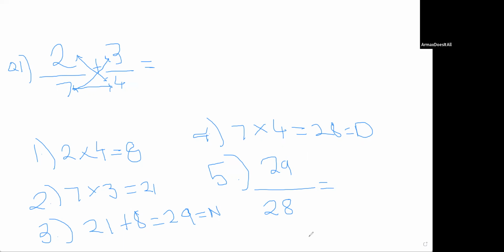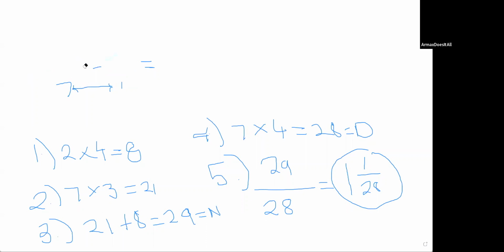And if they asked you to turn this into a mixed number, it's simply 28 goes into 29 once, with 1 left over. So this would be our answer: 1 and 1/28. Let's take another example of how we can add fractions.